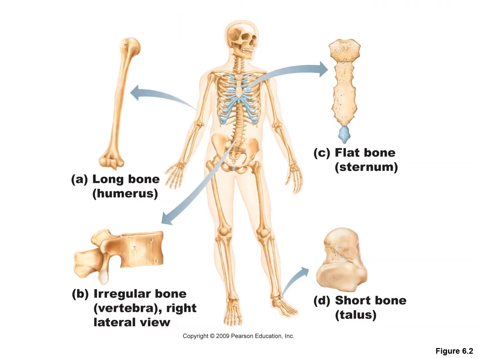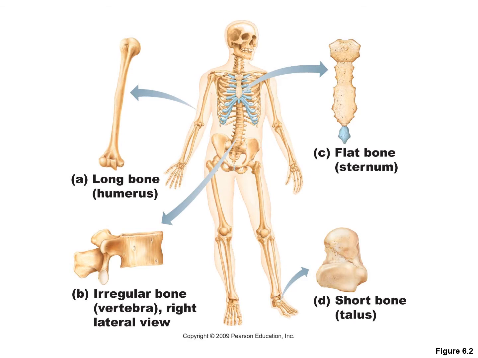On this diagram, you can see an example of a long bone, like the humerus, an example of a flat bone, like the sternum. The irregular bone example given here is a vertebra, and the short bone is the talus, the bone of the ankle. So it's not that hard to classify bones just based on their appearance. The problem might be just a couple of bones.